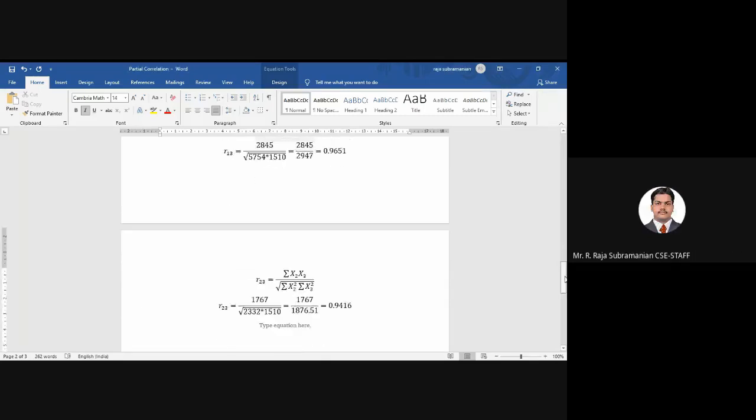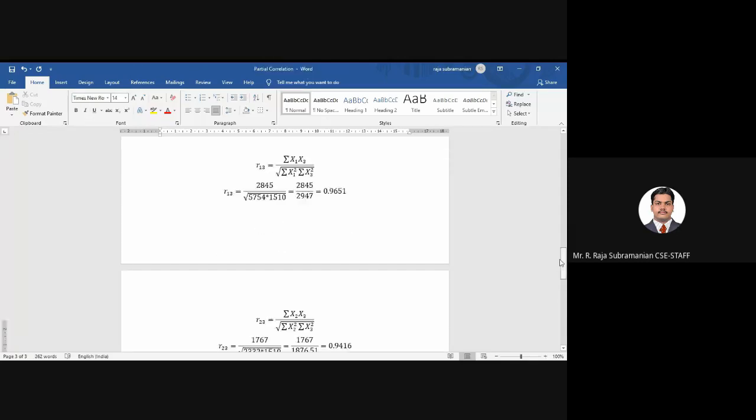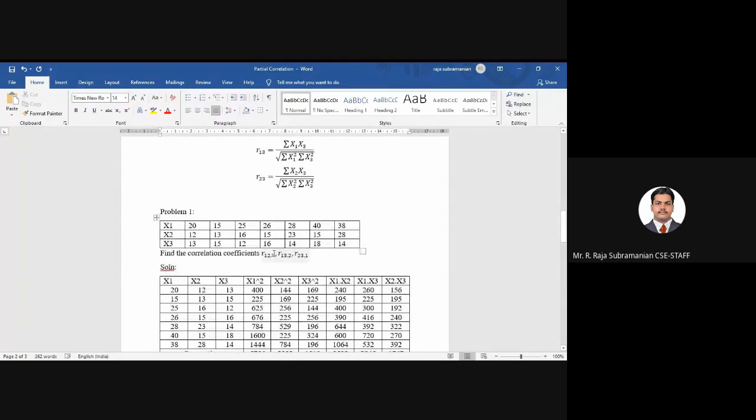So r12, r13, and r23, everything is ready. Next is computing what is asked here. What is asked in the question? r12.3. I go to the top.